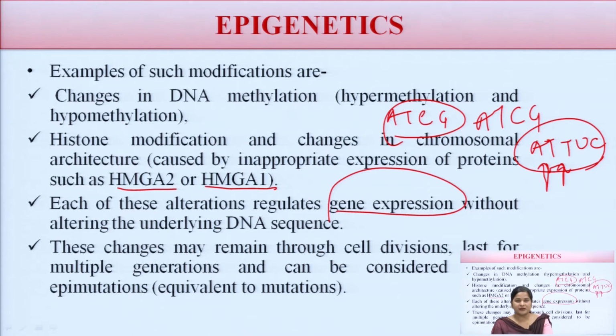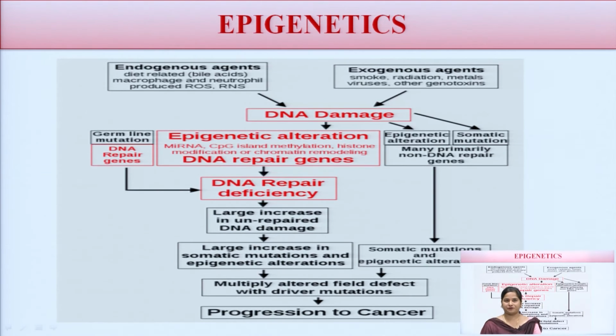Means when the DNA sequence doesn't change, the cells can't recognize it, because the series is okay, but there is a change in the gene expression. So, this is known as epigenetics, or this is just equivalent to a mutation in the genes.